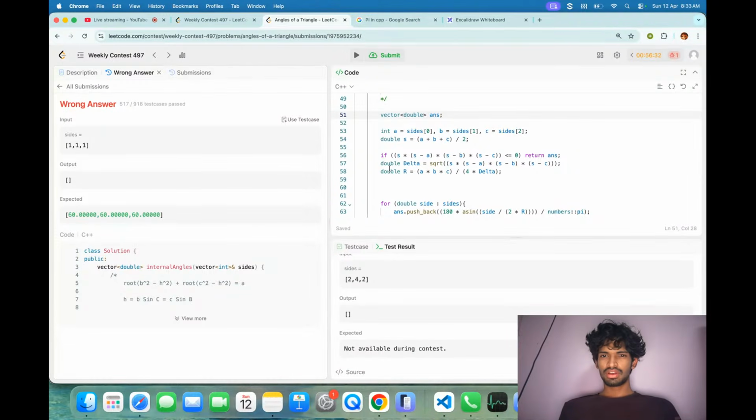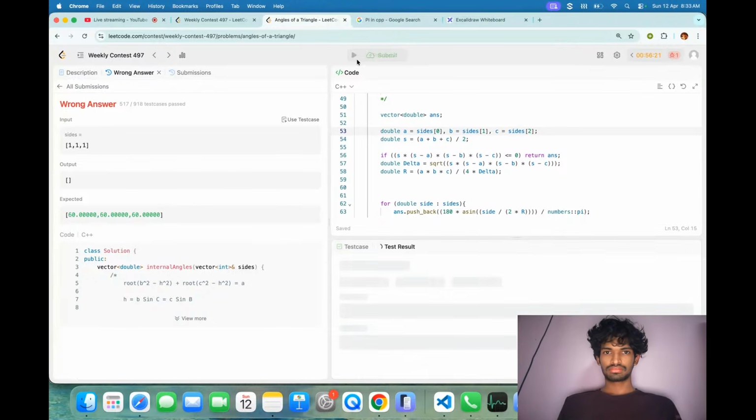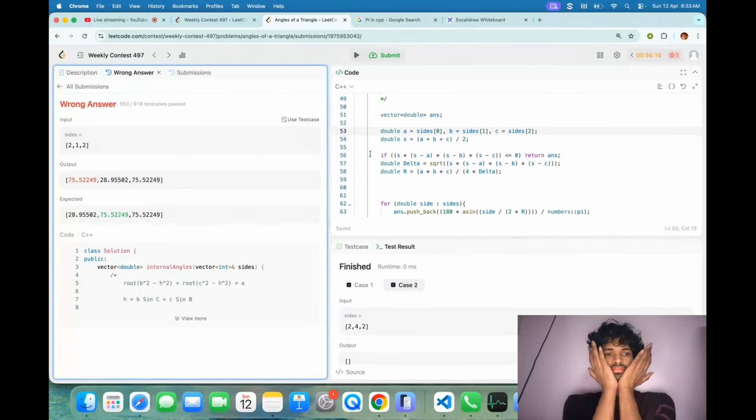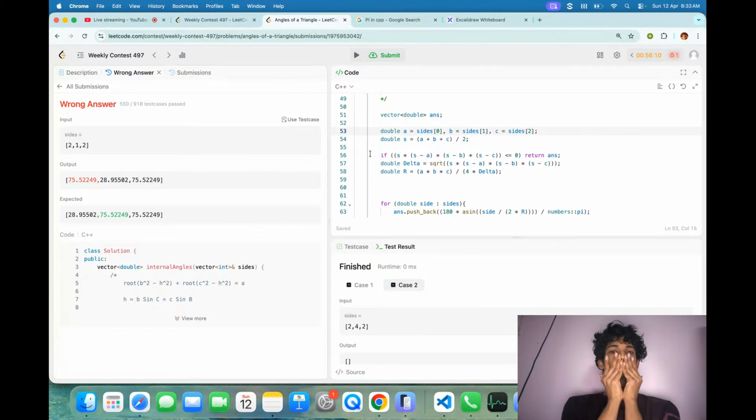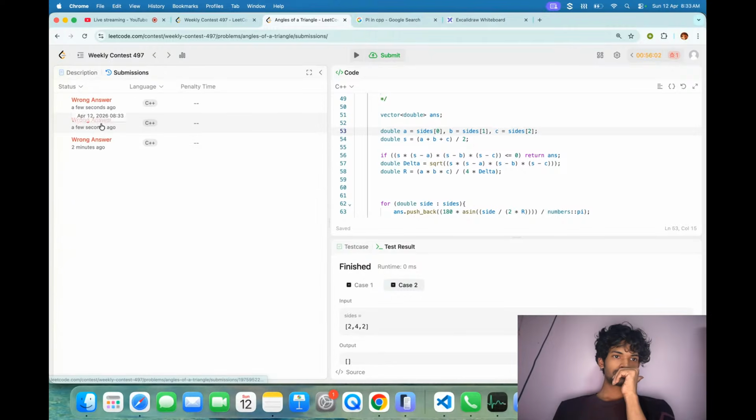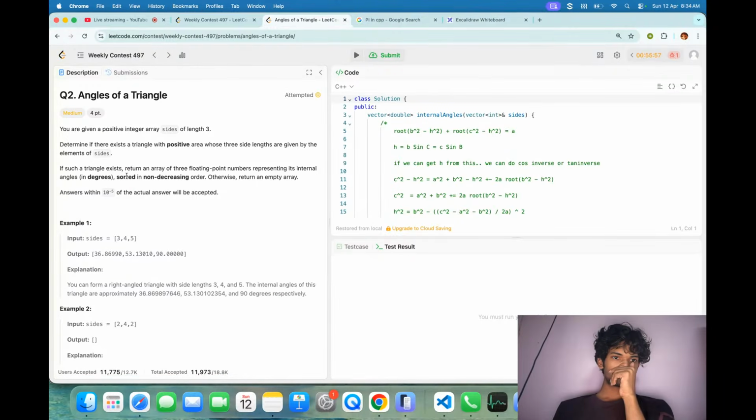Let me just turn this on. It's not int, it's double.